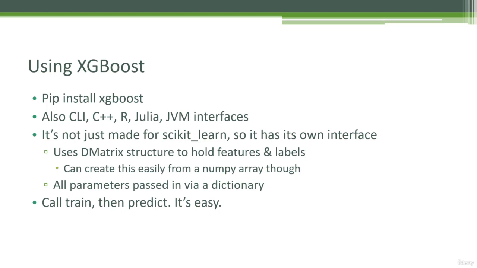So things are a little bit different when you're using XGBoost within scikit-learn within a notebook. The main difference is that it uses something called a DMatrix data structure to hold the feature and label data, but there's a very easy way to create one of those DMatrix structures from a NumPy array. So in practice, it's not a big deal. And you'll pass in all the parameters for XGBoost as a giant dictionary. We'll talk about that in a second. Once you've done that, all you have to do is call train on the model and then call predict on the trained model to make predictions from it. It's really, really easy.